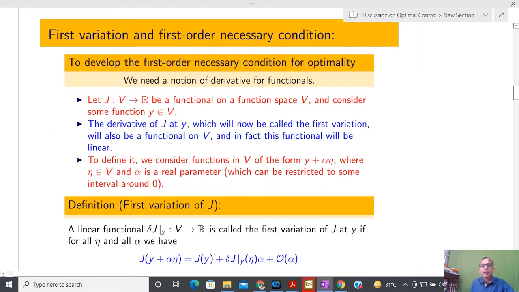Now let us talk about the first variation and the first order necessary condition, the same as in the finite dimensional case. Again I have to follow exactly the same path. What we are basically doing in the finite dimensional case is this: if I have f(x), and x is an element of the vector space of column vectors, then we define x plus alpha, where alpha is a scalar, and we add some kind of y here.